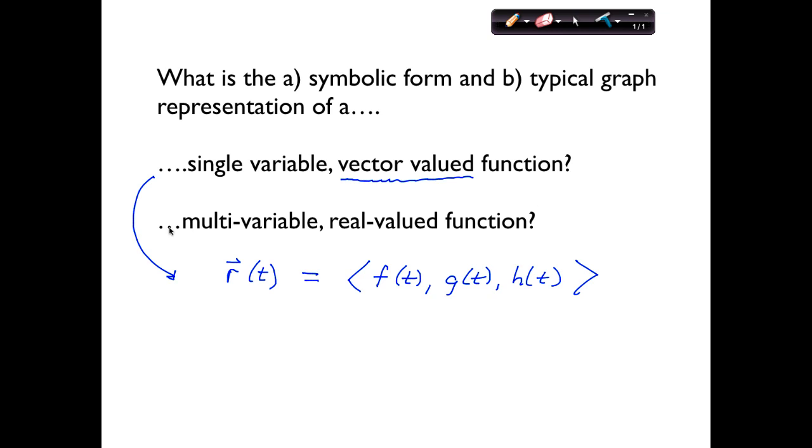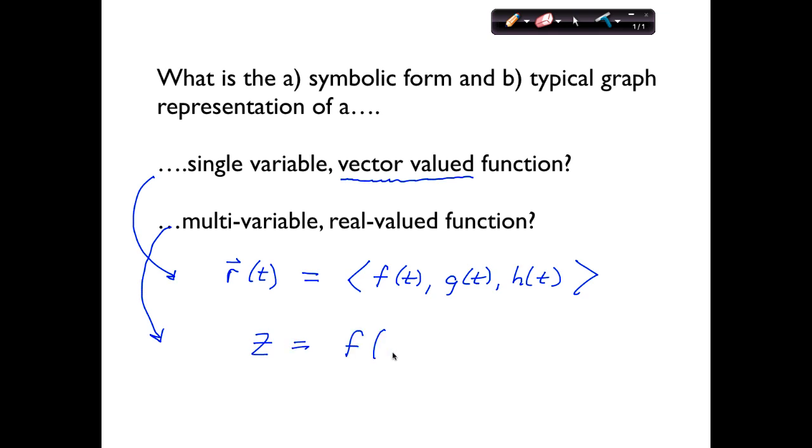Okay, a multivariable real-valued function. What's, first of all, the symbolic form of that? It's that same thing, but it's more than just t. Do we get a vector out like this? Symbolically, we get a real value. How do we show that real value? Right, z is equal to f of x, comma, y.